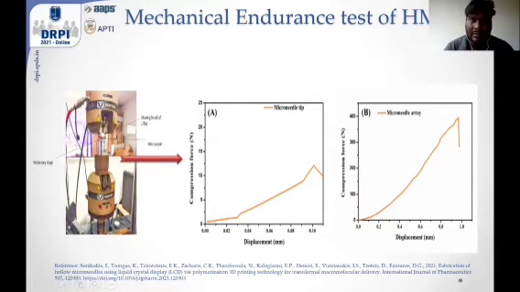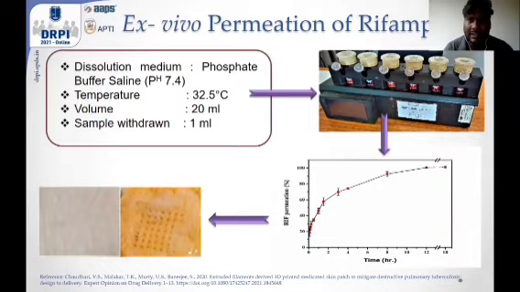Now coming to the ex vivo permeation study. For the ex vivo permeation study, the Franz diffusion cell was used. The receptor medium was phosphate buffer saline with pH 7.4, and the temperature of the diffusion cell was equivalent to the skin temperature, around 32.5 degrees Celsius. The volume of the cell was around 20 ml, and 1 ml of the sample was withdrawn each time and the same volume was maintained.